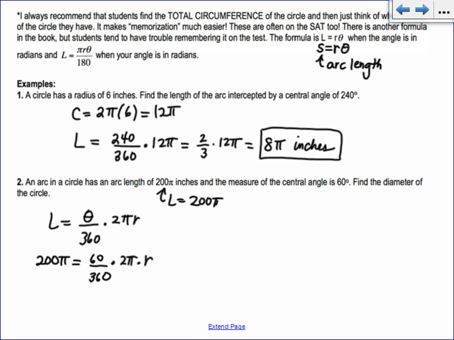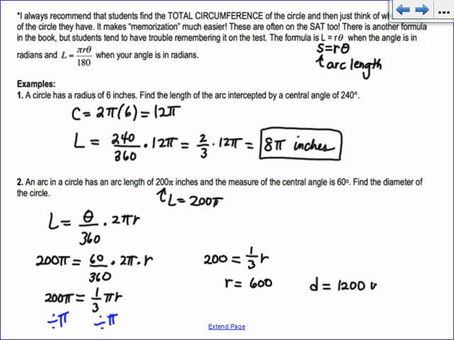All right, so I'm going to simplify. 60 over 360 is 1/6, but times 2 is going to be 2/6, which is 1/3. So I'm going to have 1/3 pi r equals 200 pi. If you have pi on both sides, you can divide by pi. So you get 200 equals 1/3 r. So what's r? 600, yeah. It's kind of a weird one to think about because the angle is pretty small, 60 degrees. So we get 600. Our diameter then is twice that, so we get 1,200 inches.